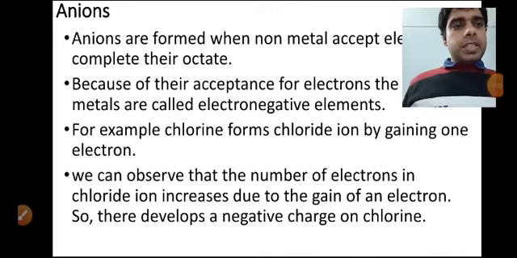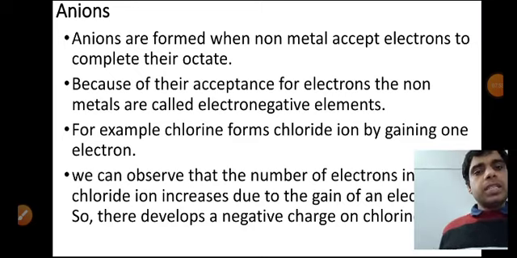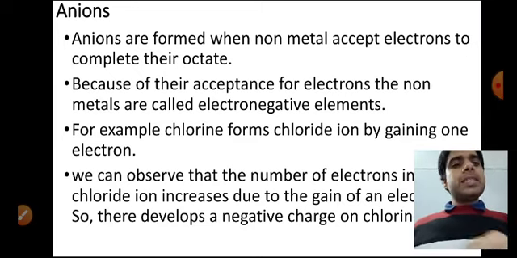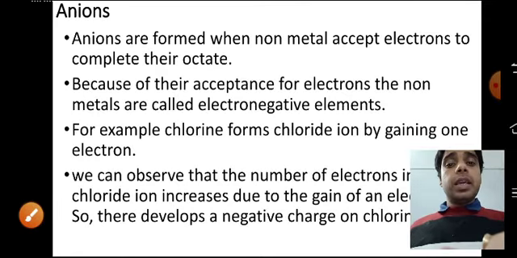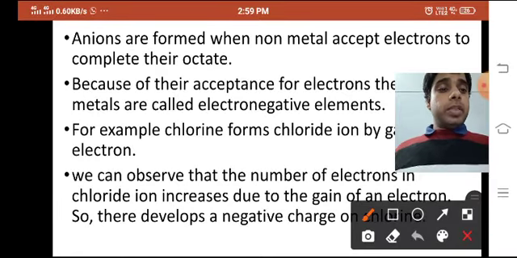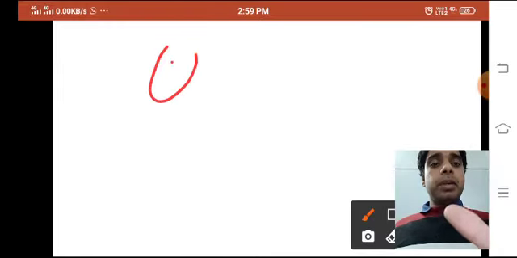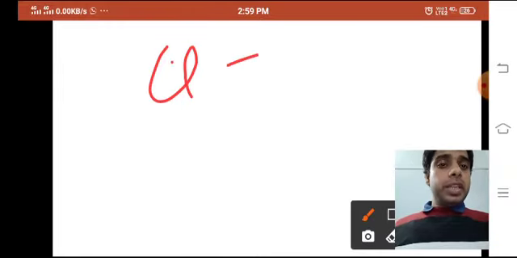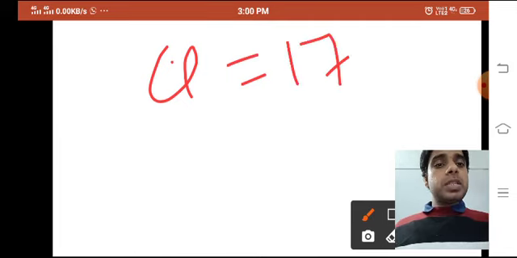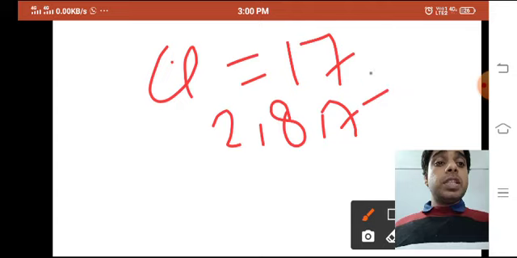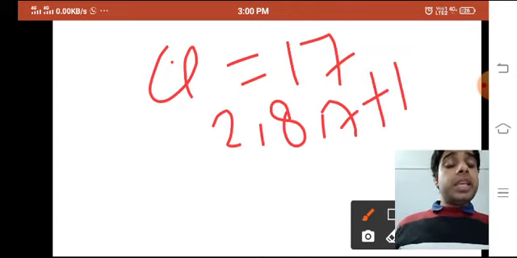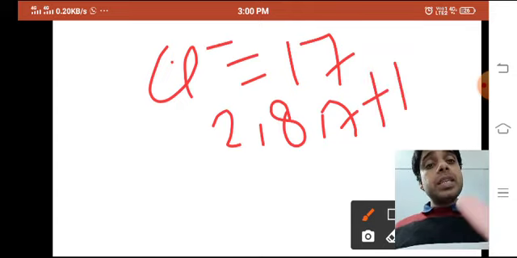Now the next one is anions. Anions are formed when a non-metal accepts electrons to complete its octet. Here I have taken chlorine. Chlorine is a non-metal which has atomic number 17, with configuration 2, 8, 7. So it requires one more electron to gain stability. It becomes Cl negative.